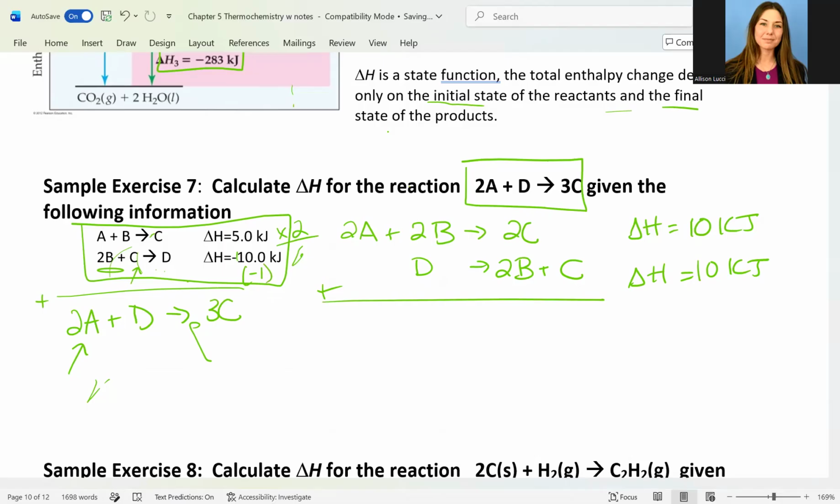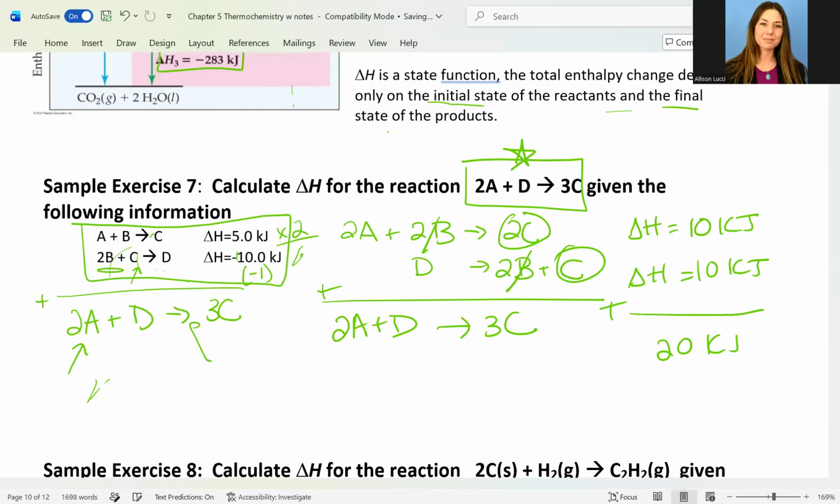So now my overall reaction looks like 2A plus D. The 2B will cancel out because it's on both the reactant and product side. And I have 3C. As I want it to match my overall reaction now, I can add together those individual enthalpy changes and see that for this reaction, the overall delta H is 20 kilojoules.